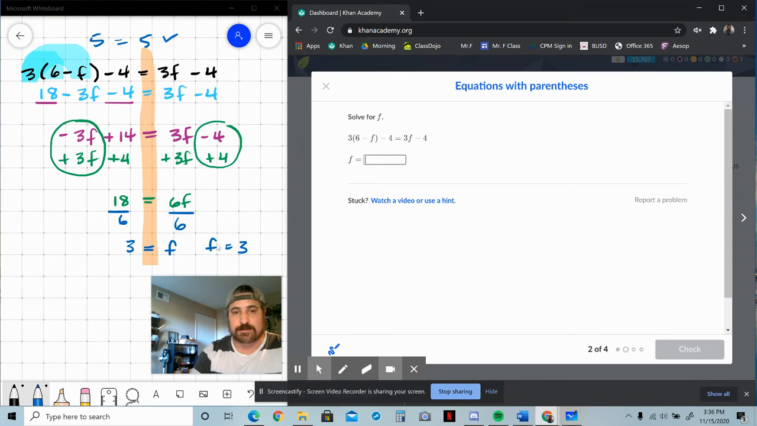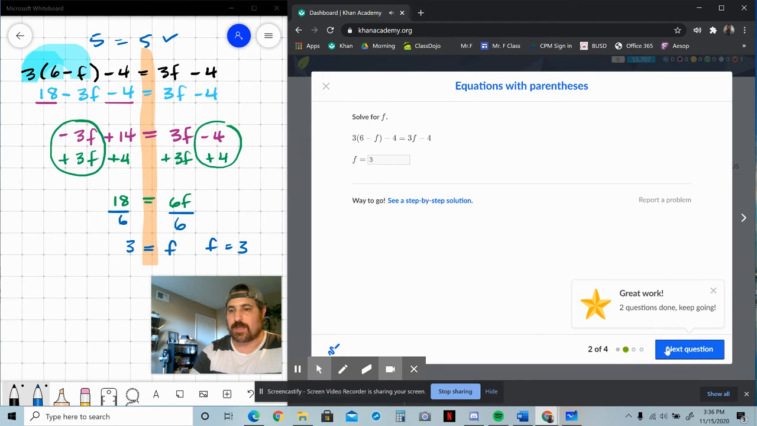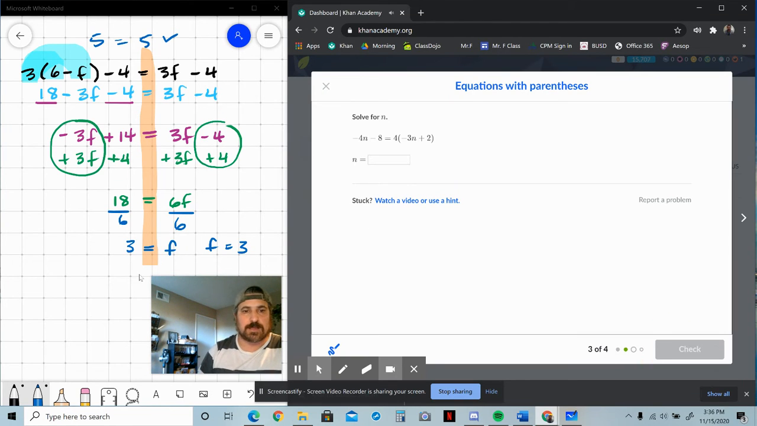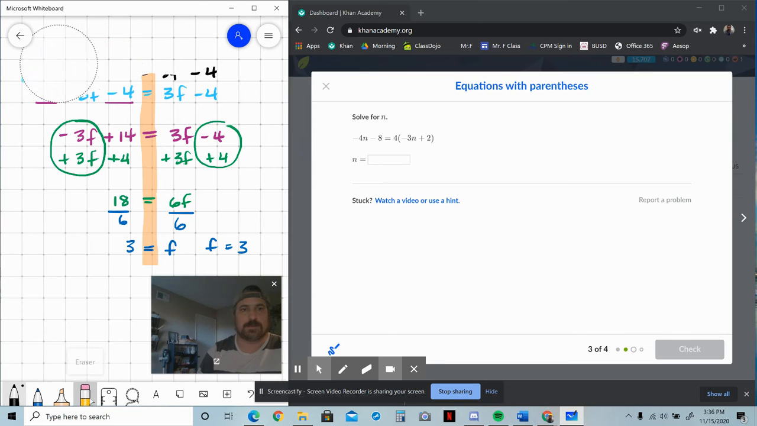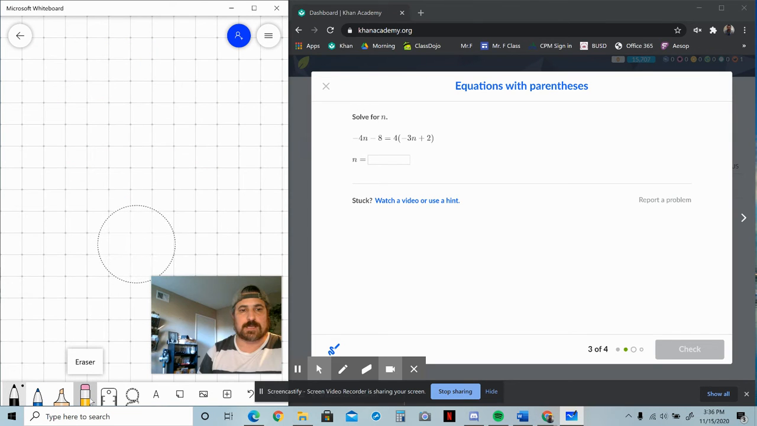This I'm going to put in the right answer. It's f is equal to 3. And f equals 3. Okay, you got it right. Okay, next question. Let's erase all this and do our next thing.